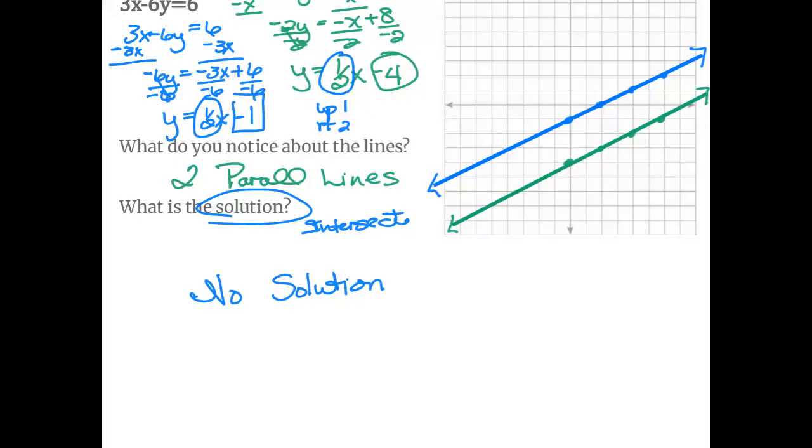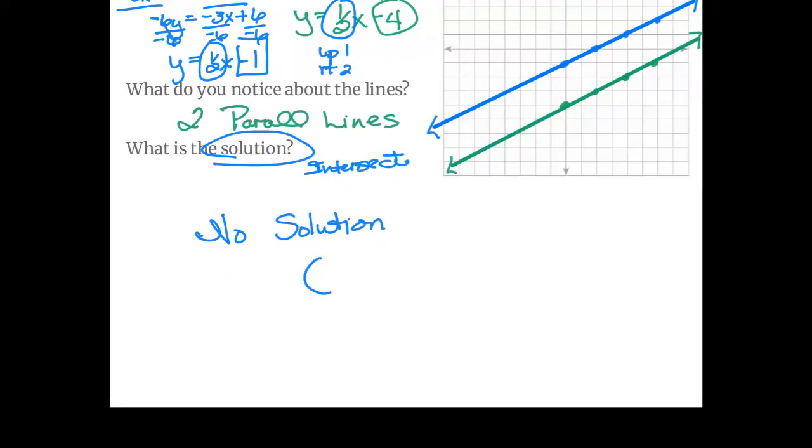Or, if that seems like a lot of writing to you, you can make this symbol, which looks like an O with a diagonal through it. That is the null set. That means there is no solution.